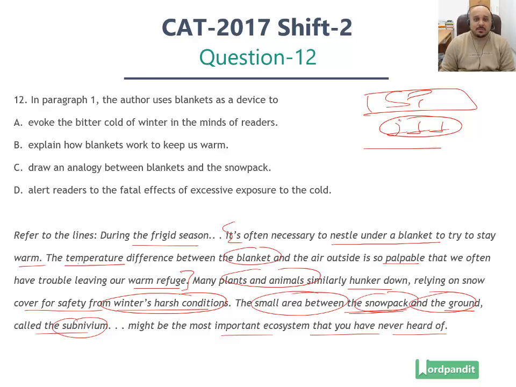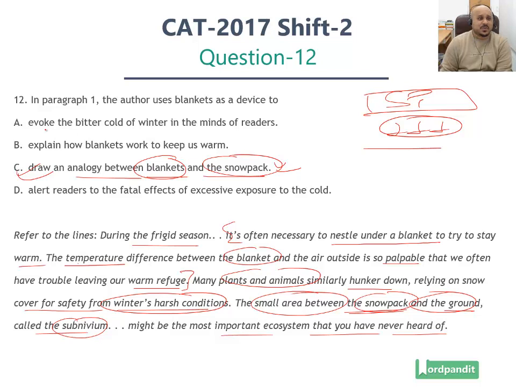So the example of blankets here is being used as an analogy, right? The author is drawing an analogy between blankets and snowpacks. He's implying a similarity. In order to show the impact of snowpacks, he's telling you the example of blankets. An analogy is nothing else but a parallel example. You use a parallel example to explain something, and that is the purpose of blankets in the first paragraph of the passage.